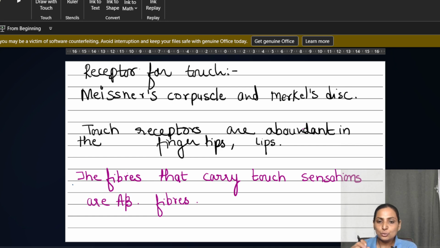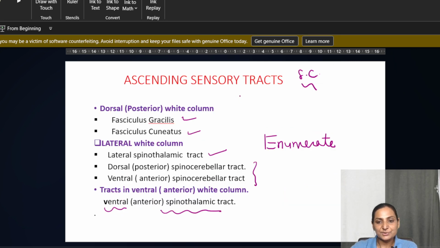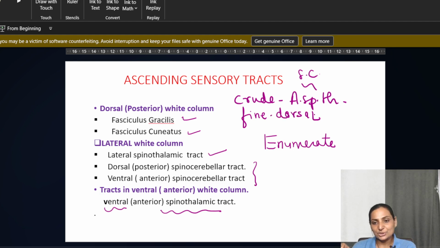So let me tell you that there are two types of touch. There is crude touch and there is fine touch. So this crude touch is carried by the anterior spinothalamic tract, and the fine touch is carried by the dorsal column, right? So the question which is asked now is very specific, fine touch. So we will be elaborating the dorsal column, right? But you can write that there are two types of touch, fine touch and crude touch. Crude touch is carried by the anterior spinothalamic and fine touch is by the dorsal column.